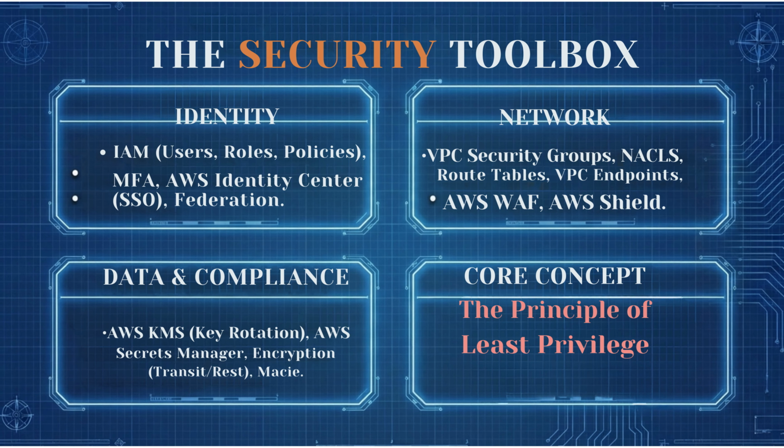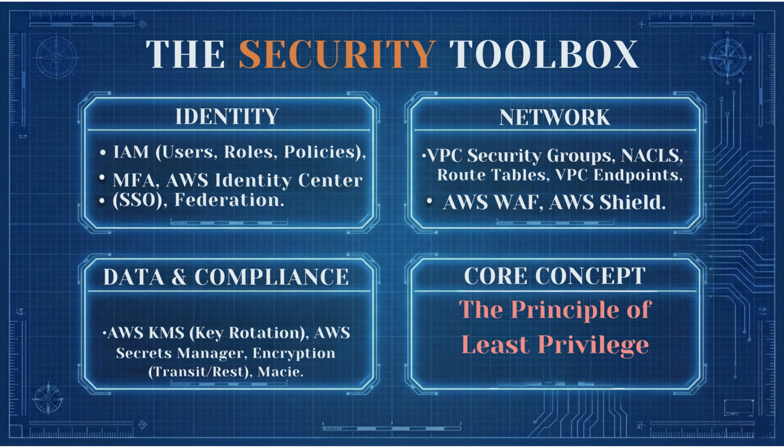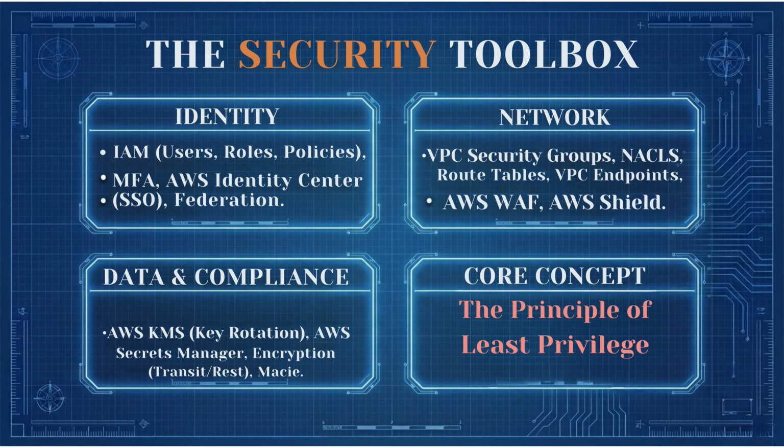To master this, you need to understand the tools in your security toolbox and how they apply to the AWS shared responsibility model. Tool 1. Identity and Access Management. The gatekeepers. The foundation of your toolbox is AWS IAM, Identity and Access Management. You'll need to be an expert in designing flexible authorization models using users, groups, roles, and policies.